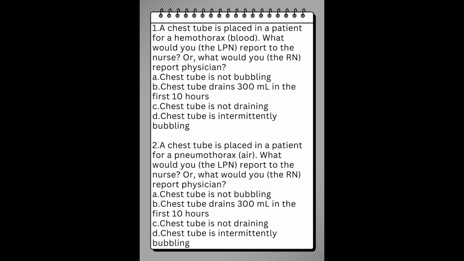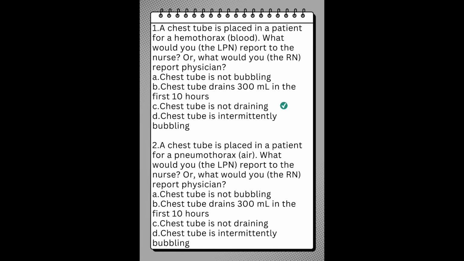Why was the chest tube inserted in hemothorax? In hemothorax, a chest tube is inserted to drain blood, but C says chest tube is not draining. So it means that it's an area of concern. If the chest tube is not draining and it was inserted for the purpose of draining, we need to report it. So the best answer for number 1 is C, chest tube is not draining. The LPN should report to the nurse, or the nurse should report to the physician, that the chest tube is not draining. So let's move to number 2.